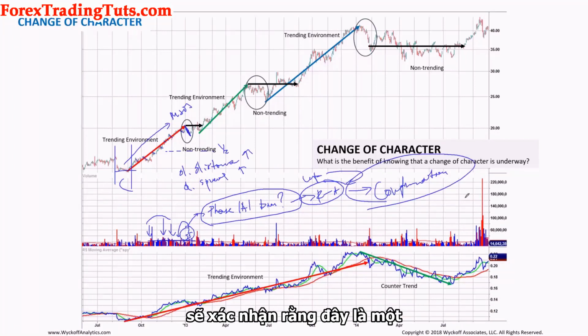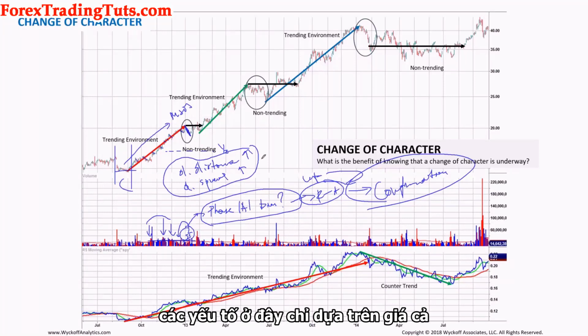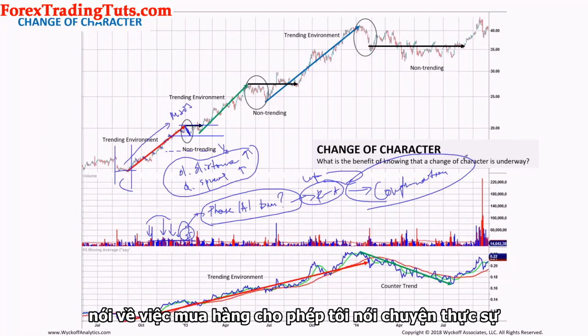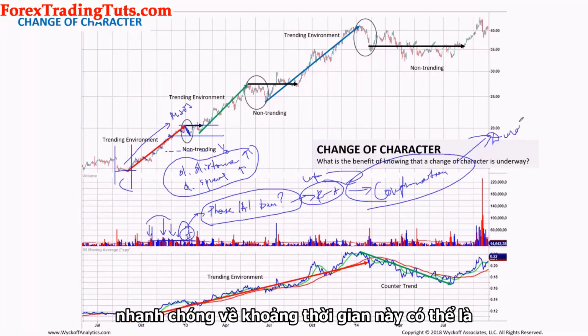And either we're going to confirm that this is a reaccumulation, or we're going to reject this as an idea. So all of these elements here, just on the price alone, suggest that we're going to go into a trading range.